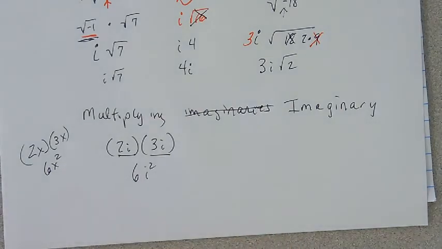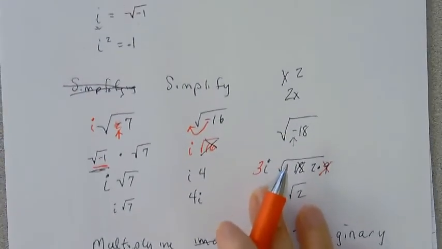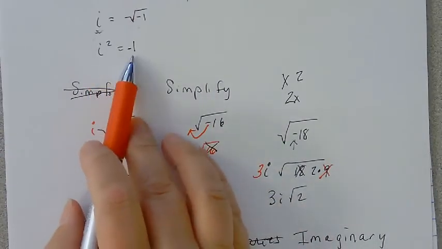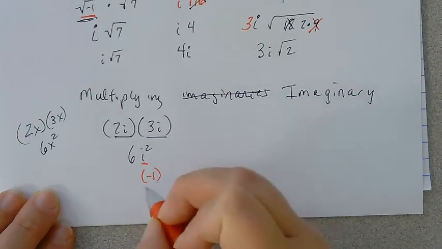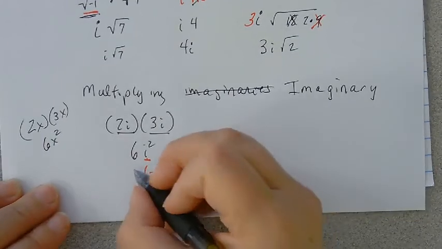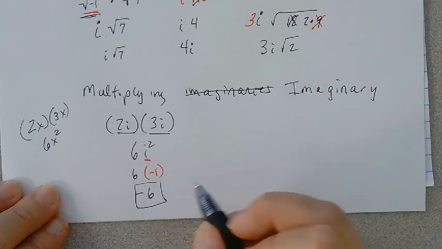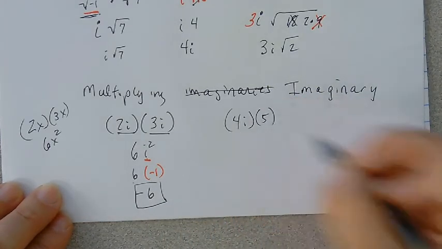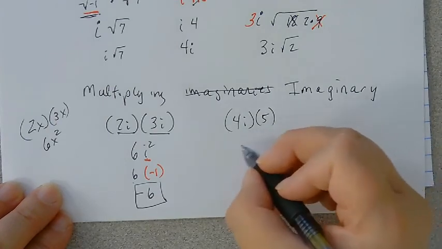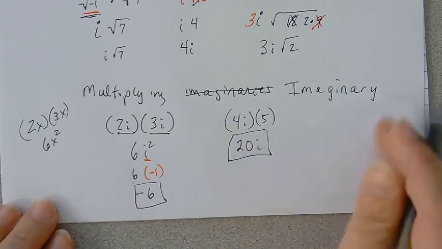But in this particular case, i squared actually represents something. So if you go back up in your notes, i squared is the same thing as -1. So I'm going to substitute a -1 where I had the i squared. So I have 6 times -1, which is -6. Let's do another one. 4i times 5. 4i times 5 is just 20i. Since I don't have an i squared, nothing changes. This would be the answer.